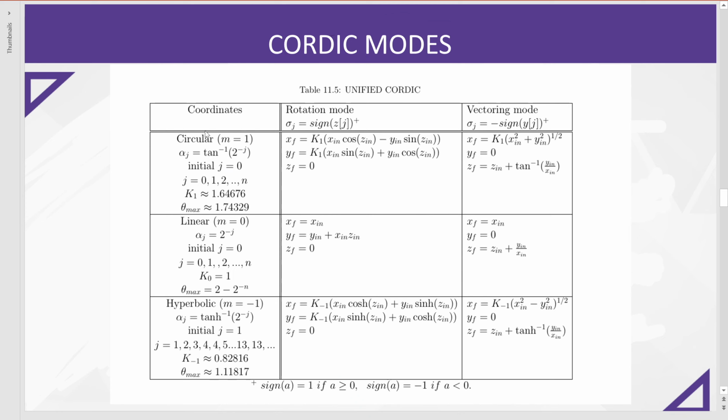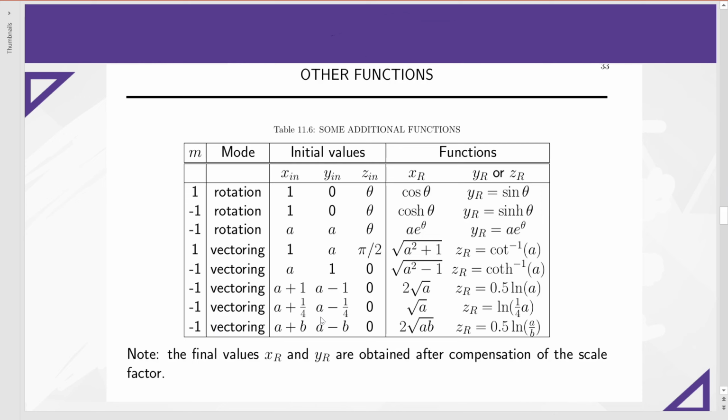In the rotational mode for circular, it is used for sine and cosine calculation, and the vectoring mode is used for magnitude and phase calculation. Similarly, in the linear mode, the rotational mode is used to calculate multiplication like x in times z in, and the vectoring mode is used for division like y in upon x in. Again, it can be used for the hyperbolic mode also. These are the other functions. We have to give the initial value to reach certain values.